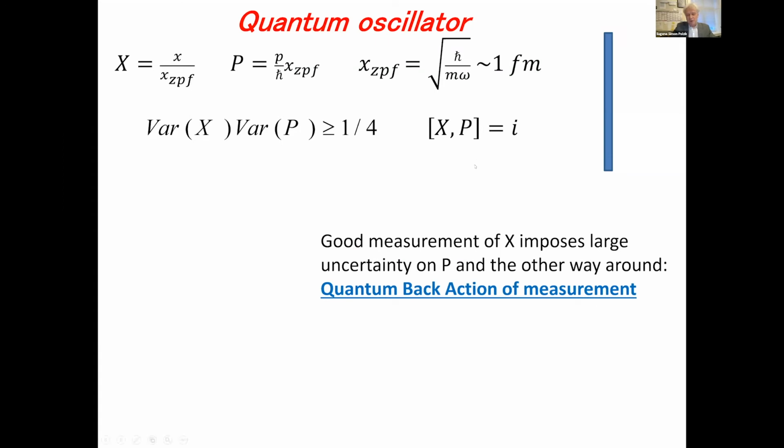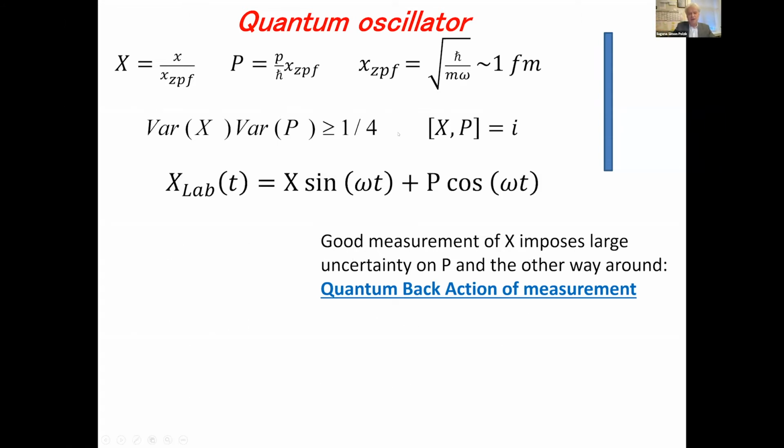So the bottom line is that good measurement of x, your position, imposes a large uncertainty on p, and the other way around. And this imposed uncertainty is called the quantum backaction of the measurement. So in my first example of the Heisenberg microscope, this uncertain kick that your particle has got from scattering a photon can be referred to as a quantum backaction of the measurement.